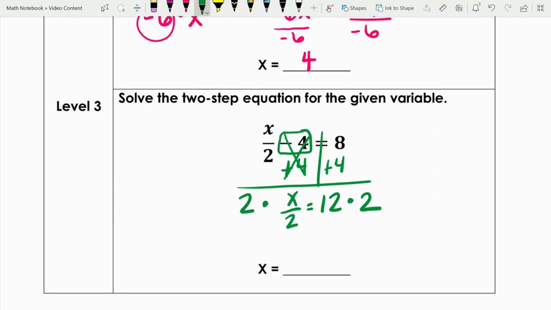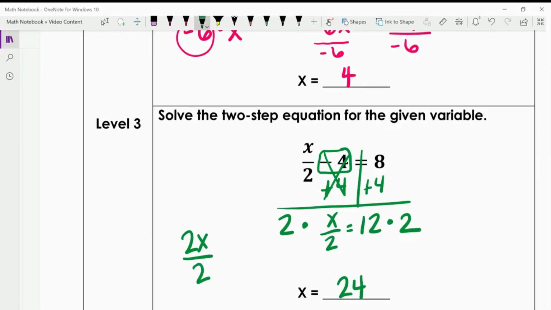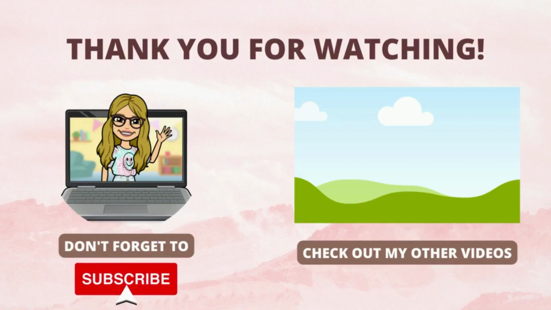2 times x over 2. Well, 2 times x is 2x, and then you have over 2. And we know 2 divided by 2 is 1x or just x. So that's why all of this becomes just x. And then we just do 12 times 2, which is 24. So those should have been your answers for solving two-step equations.